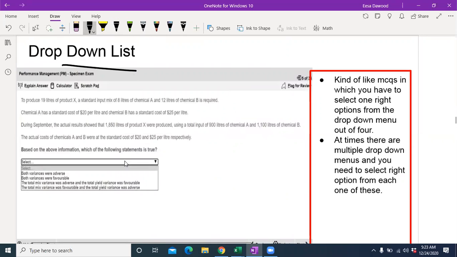Now the drop-down list, it's kind of an MCQ in which you have to select one right option from the drop-down menu.